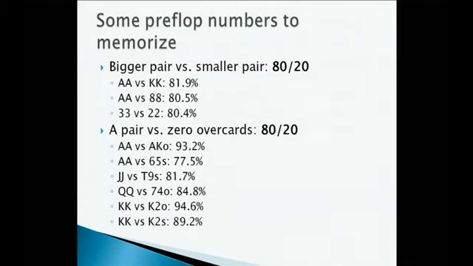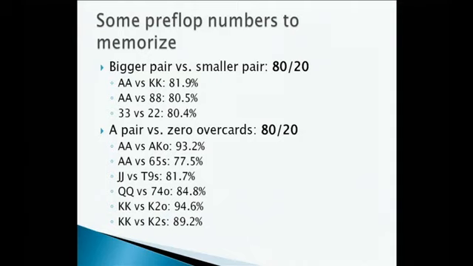An equally good situation is one pair against zero overcards. So ace-ace against ace-king off is also a very good situation. You're actually 93% there because you dominate their ace, so there are very few ways for them to win. Pocket aces against 6-5 suited: this is actually the hand that's best against aces, other than aces itself, and aces is only 77.5%, but it's still ludicrous.